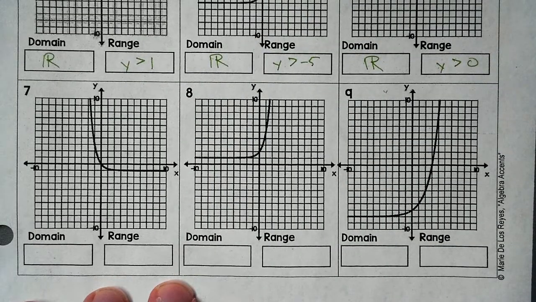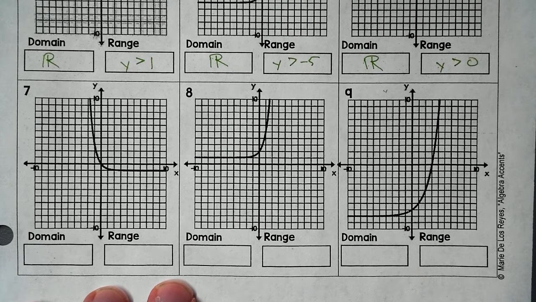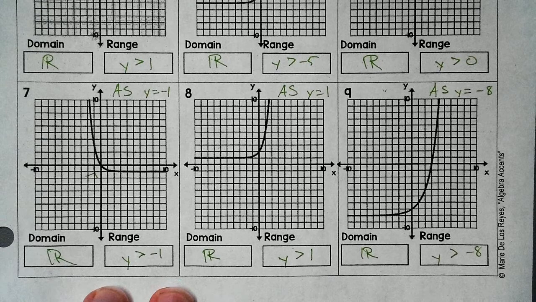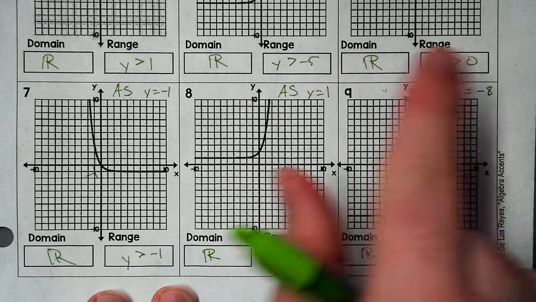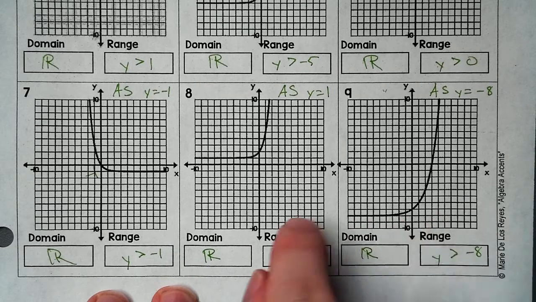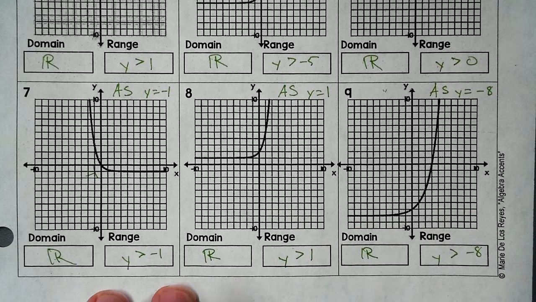7, 8, and 9. I'm going to pause the video here, push play when you're ready to see the answers, all right? Push pause now. And here are the answers. Check them, see how you did. Make sure to label asymptote each time. It's that horizontal line that it approaches but never crosses. And then get your domain and range.